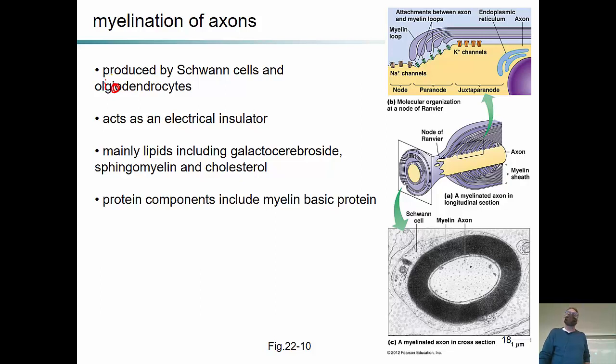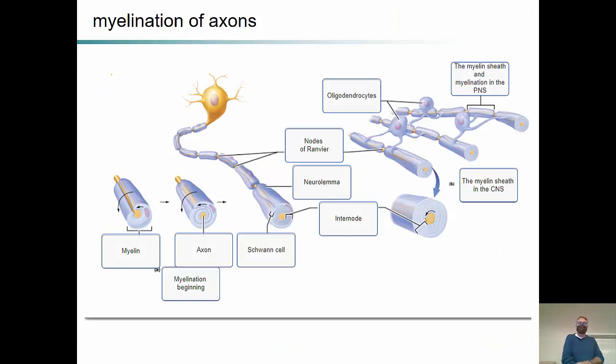And these act as an insulator, and they physically wrap their plasma membranes around the axon. And the lipids in that membrane are highly enriched in galactocerebroside, which is a glycolipid, sphingomyelin, and cholesterol. And there's other protein components as well. So this slide shows us what it looks like.